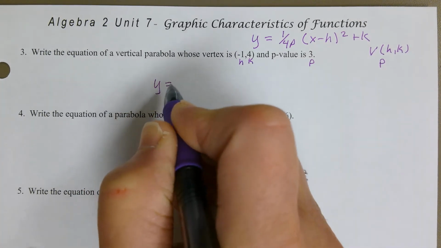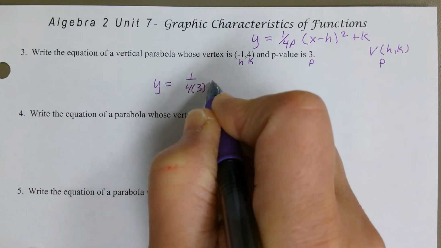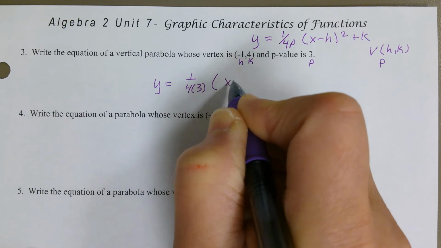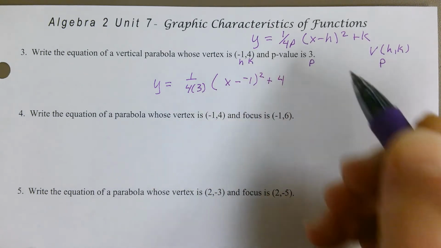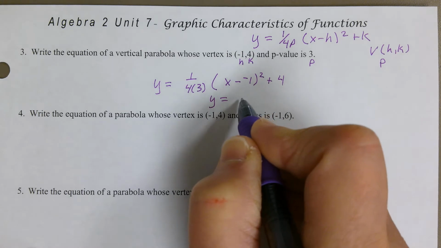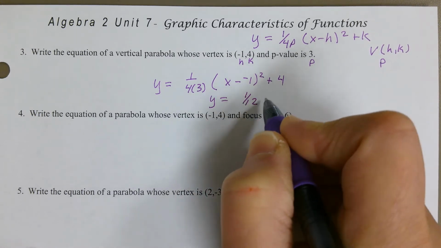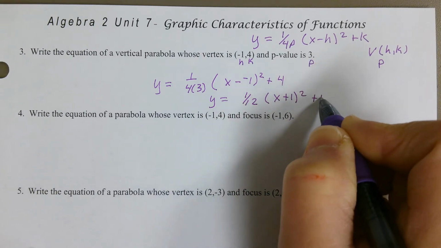Substituting in, y equals 1 over 4 times 3 times x minus -1 squared plus 4. Simplifying, y equals 1/12 times x plus 1 squared plus 4.